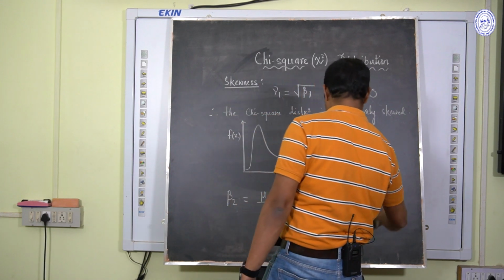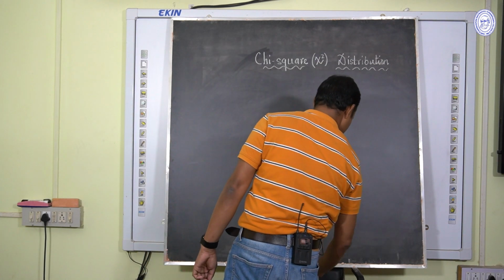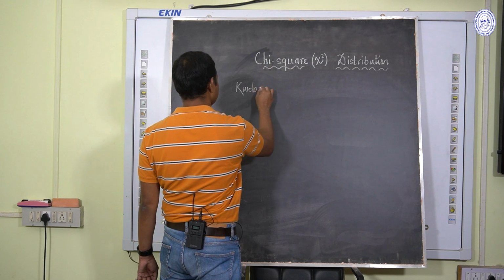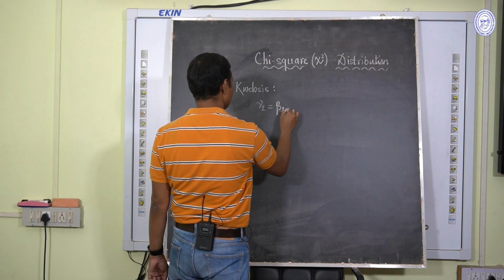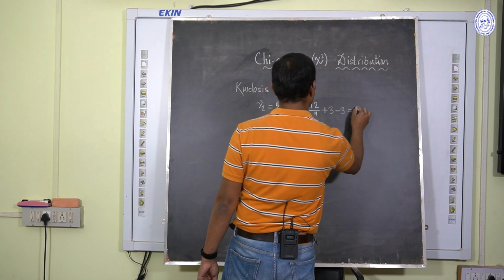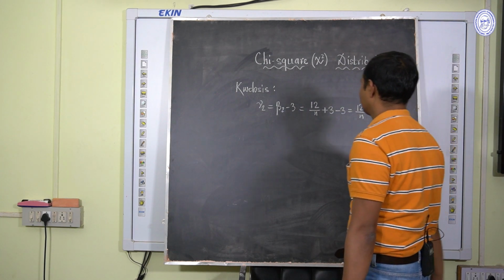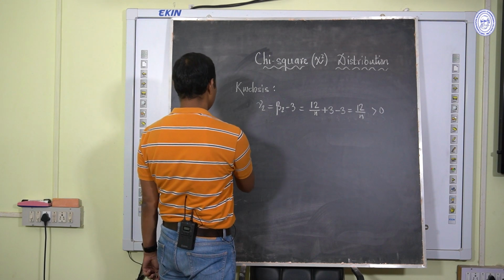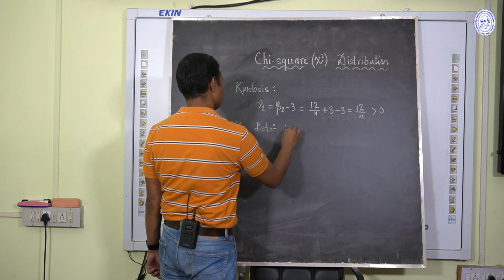Next, kurtosis. Kurtosis, which is denoted by gamma 2 equal to beta 2 minus 3 equal to 12 by n plus 3 minus 3 equal to 12 by n, greater than 0. Therefore, the chi-square distribution is leptokurtic.